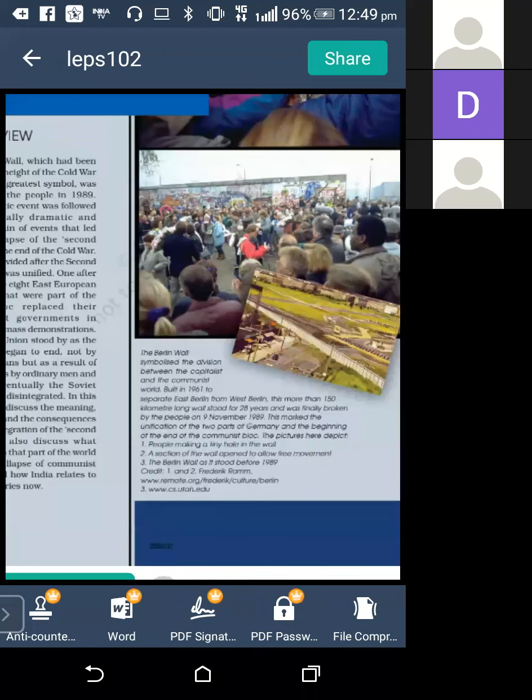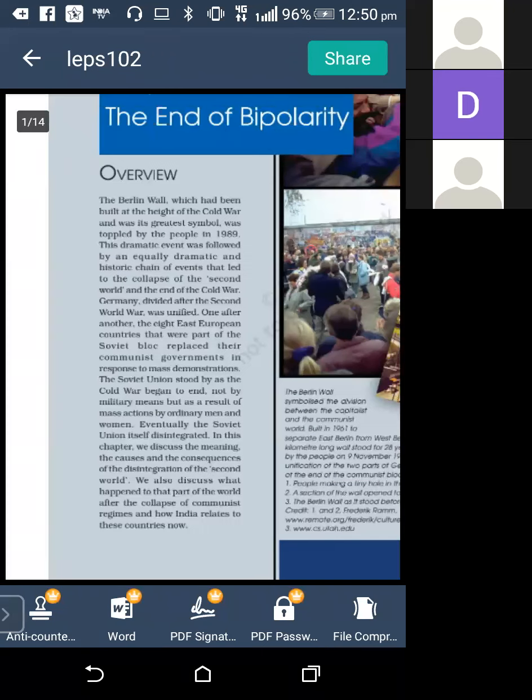And it was broken by the people on 9th of November 1989. It was broken by the people itself. This marked the unification of two parts of Germany, and now it's United Germany. After that, there was a unification of East Germany and West Germany. Now it's called Combined Germany or United Germany. Now, what happened? This is the height of the end of the Cold War. Germany, divided after the Second World War, was unified.